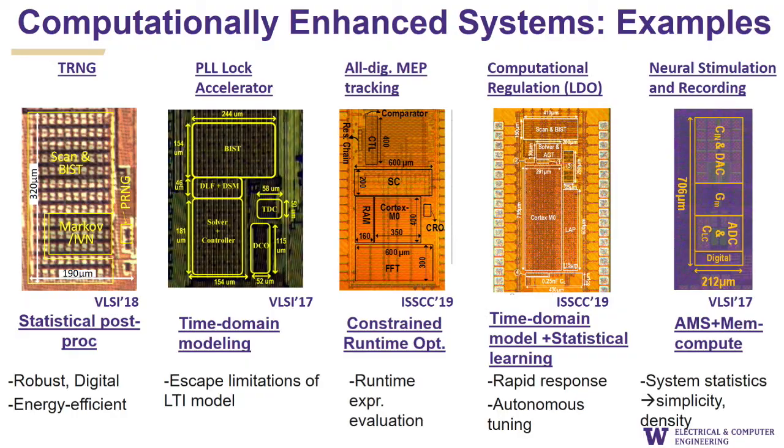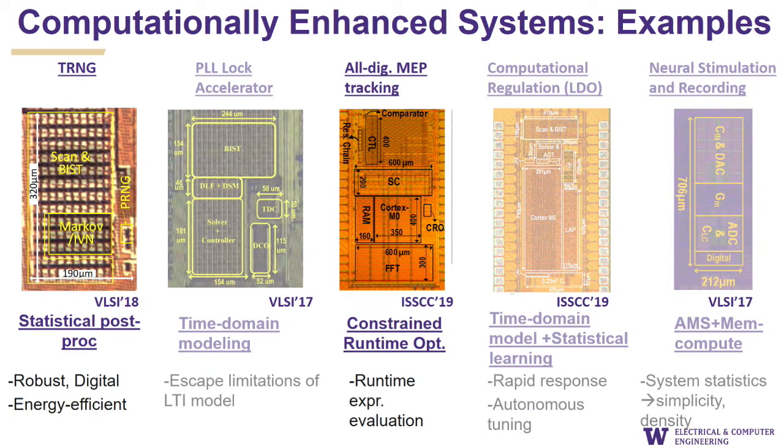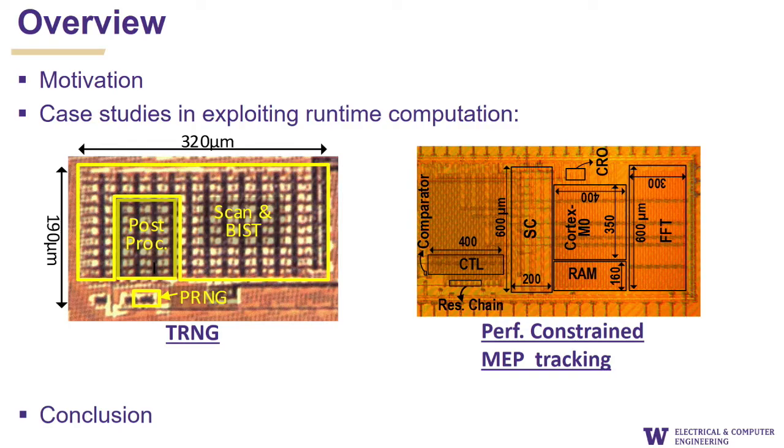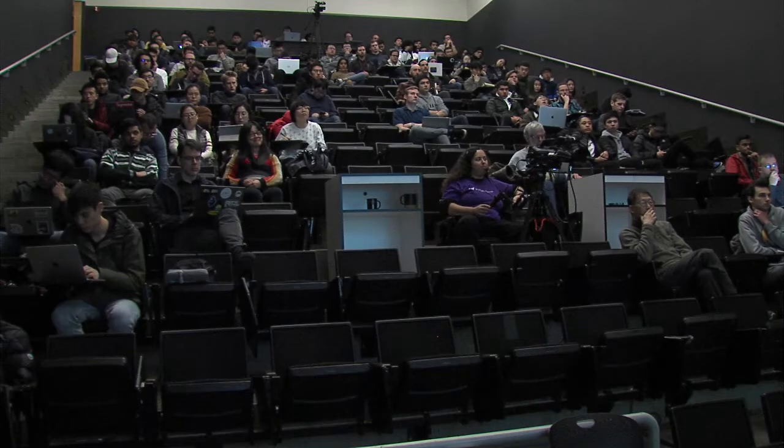To do a reasonable job at examining any of these directions, I've just picked two of them, the TRNG, true random number generator, as well as the work that does minimum energy tracking. And those are the ones that we'll be focusing on. We'll start with the case study with TRNG, then move on to constrained MEP tracking, and then I'll share some thoughts on where this work is going. Any questions so far before I dive into these? Okay.